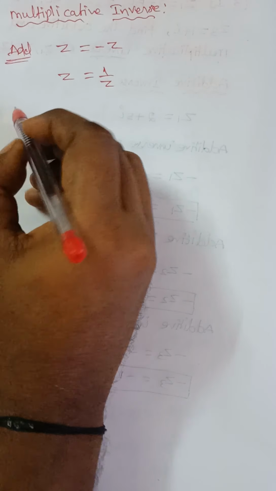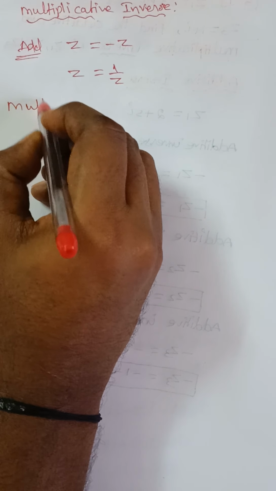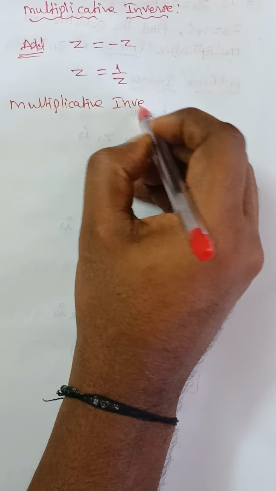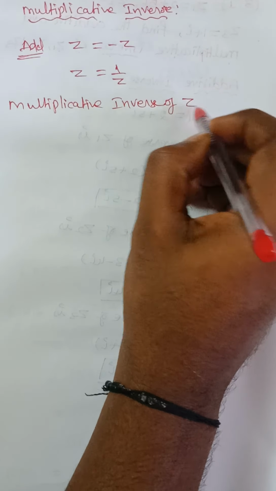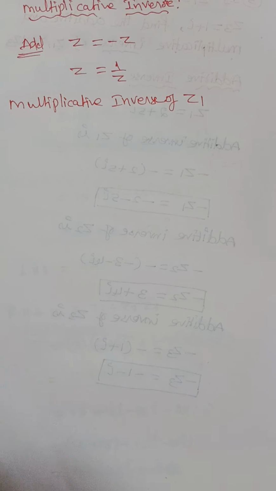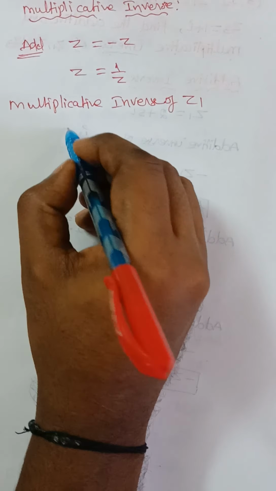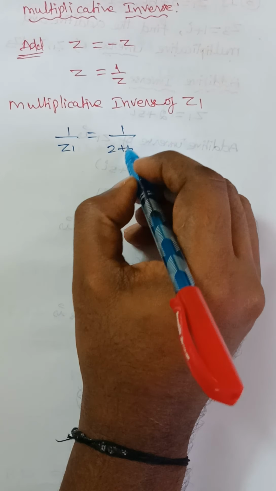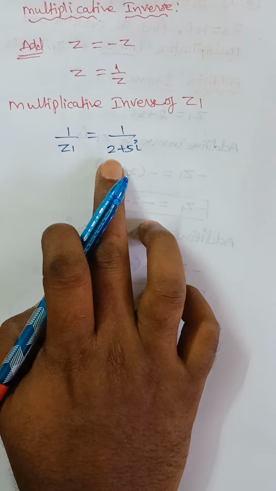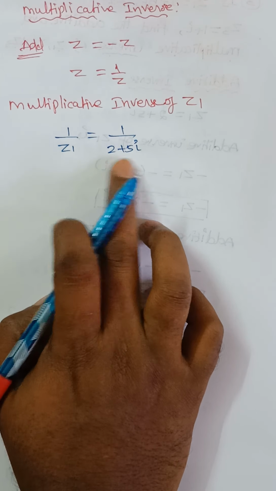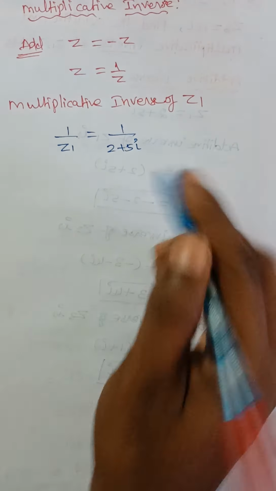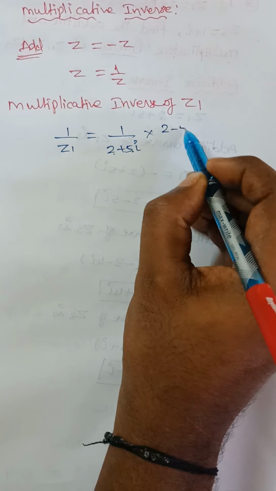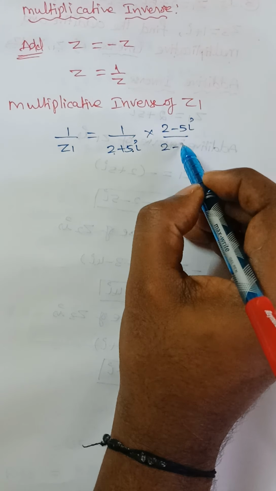So now the multiplicative inverse of z1 is 1 by z1, that is equal to 1 by 2 plus 5i. In a complex number, when it is like this, we should not leave it like this. We have to multiply and divide by its conjugate. So what is the conjugate here? 2 plus 5i, the conjugate is 2 minus 5i. Multiplied and divided by the conjugate.